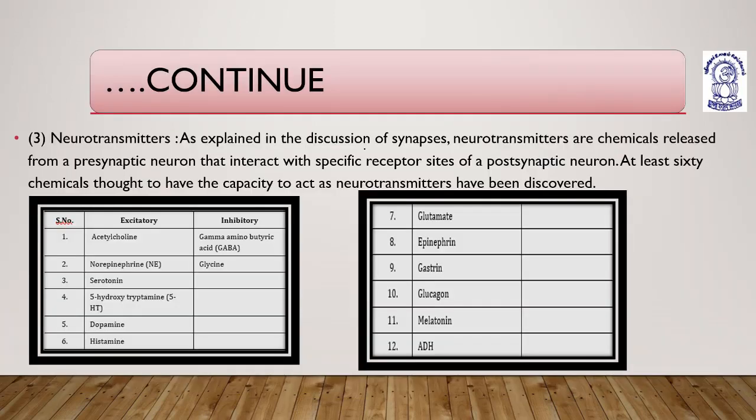Neurotransmitters are the chemicals released from a presynaptic neuron that interact with the specific receptor sites of the postsynaptic neuron. They are released by the presynaptic neurons and go to the postsynaptic neuron. The synaptic delay, which is important for understanding inhibitory and excitatory neurotransmitters, is less than 1 millisecond. There are about 60 chemicals thought to have the capacity to act as neurotransmitters.